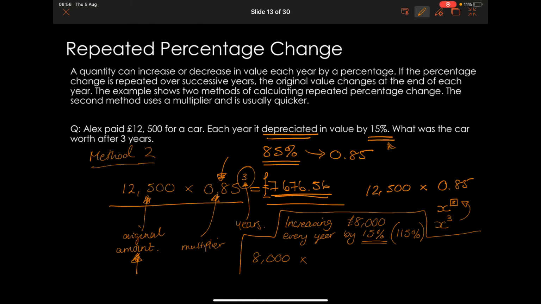So here I decreased by 15, so I took it away. Here I'm increasing by 15, so I add it on. As a decimal, that's 1.15. So my multiplier would be 1.15. And then my amount of years, let's say it was 3 years, again, would still go there. So the only difference is when you are increasing, you write the multiplier as you add the percentage onto 100% and write it as a decimal. And when you're decreasing, you take it off and write it as a multiplier.